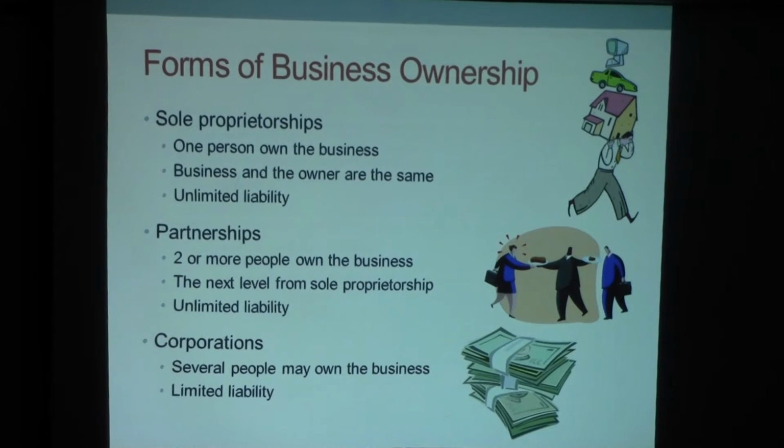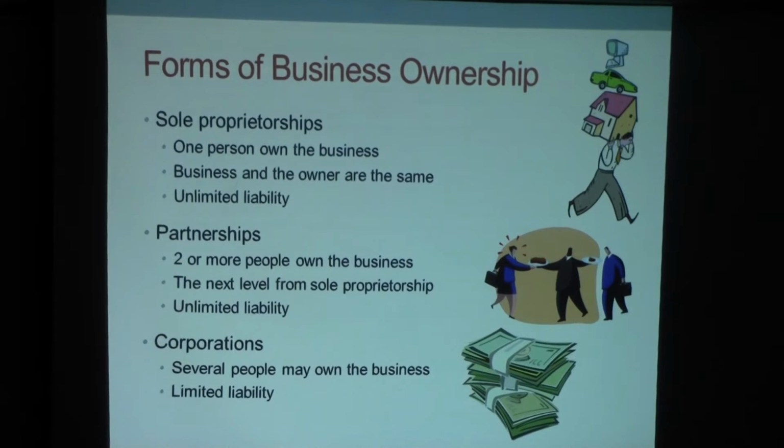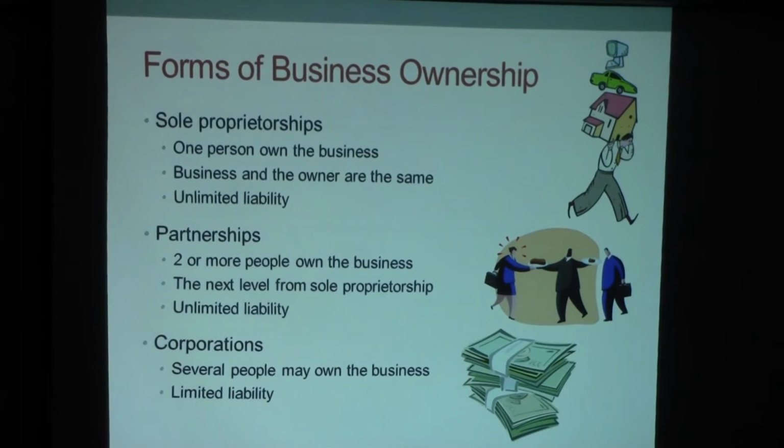which means that if the business gets sued, that person also gets sued. Partnership is the next stage from proprietorship. It just means there are two or more owners of the business, and they also have unlimited liability. These days you can have a limited liability partnership as well. We might get into that, but let's leave that for the future.